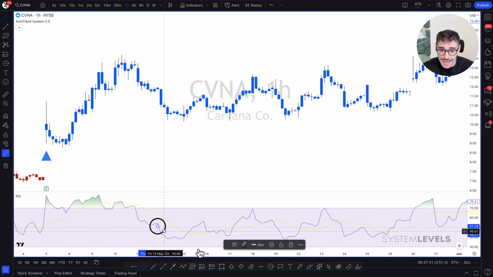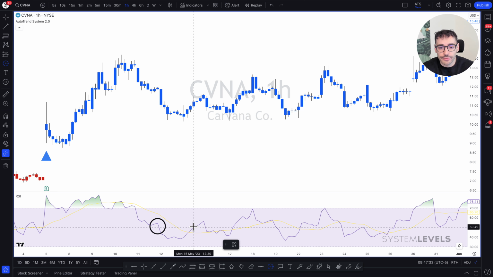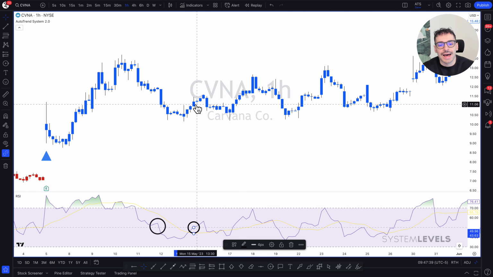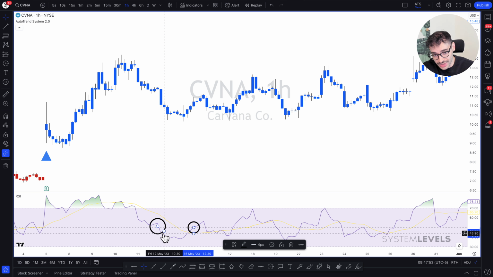You don't have an entry yet. And then you wait for it to cross back higher. Why do you want to do that? Because remember, we always want to enter as price is going back towards the desired direction. If you're going long, you don't want to be entering when price is going down. Or in other words, when the RSI is crossing the middle line from up towards the downside.